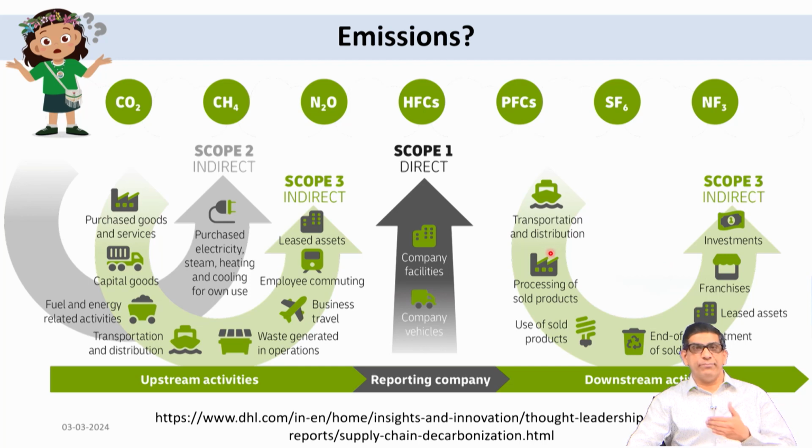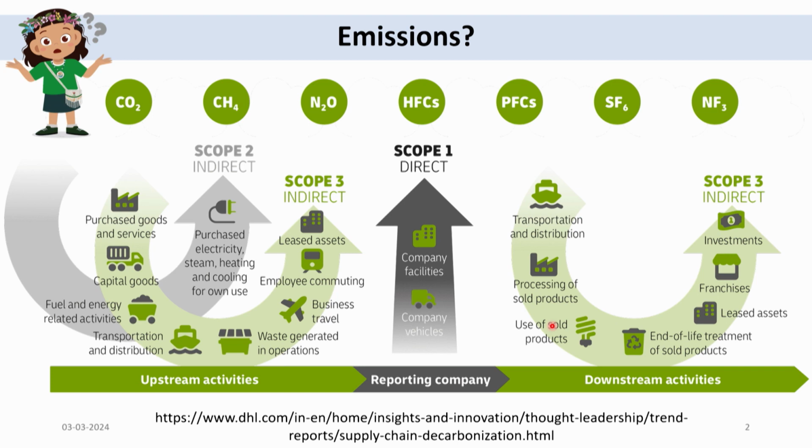After the product is made, when it comes out of the factory, there is transportation and distribution, processing of the sold products, the use of the sold products, end-of-life treatment of the sold products, leased assets if you are leasing certain items, franchises, and investments. All those are the downstream activities. So the upstream and downstream activities try to capture the entire value chain. That becomes your scope 3, and then we have scope 1 and scope 2.